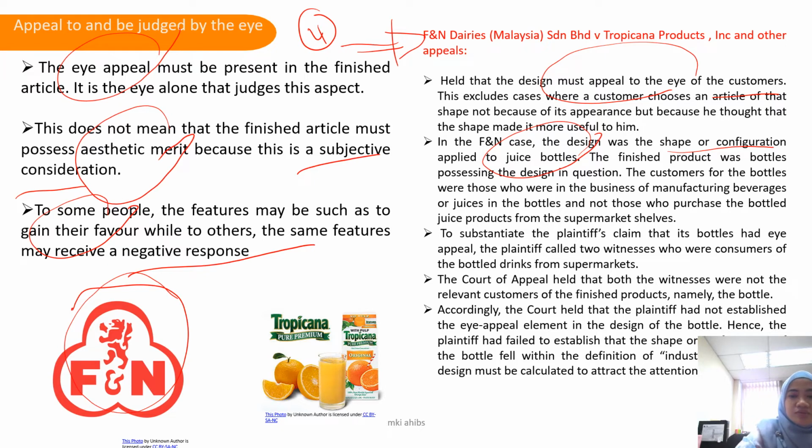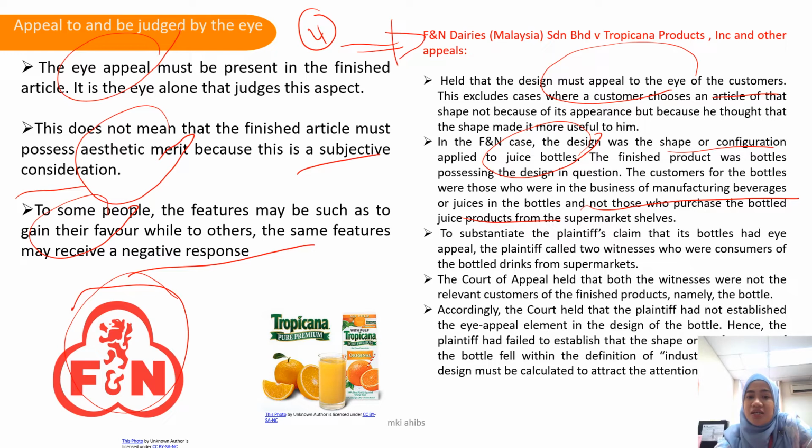Okay, so the issue was who is the customer in that product. The court held that the right customer would be the person in the business of manufacturing beverages or juice, and not the person who bought that particular juice. Macam kita lah, we are the purchaser, we are not the manufacturer. So who is the right customer, the manufacturer or the person who bought the juices at the Shell ke, Speedmart ke?